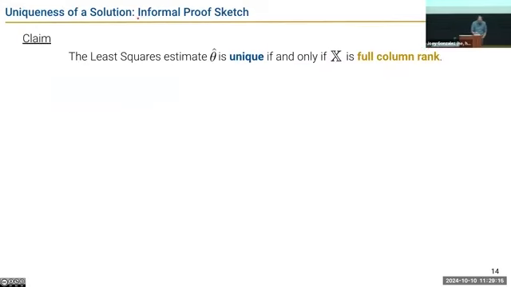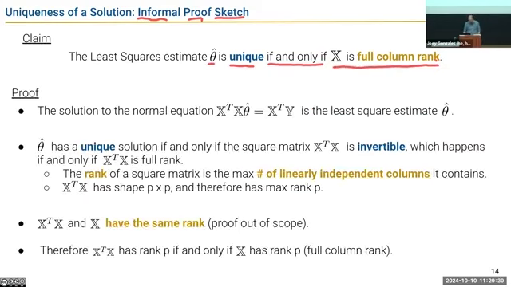So let's talk about those conditions. Here's an informal sketch of a proof. The least squares estimate, theta hat, that we've been defining, is unique if and only if X is full column rank. Proof sketch. Here we go. So we need to solve this system of equations. Remember, this is essentially M times theta equals A, if you like your old algebra textbook. It's a system of linear equations, and we can solve that. We can invert X transpose X.